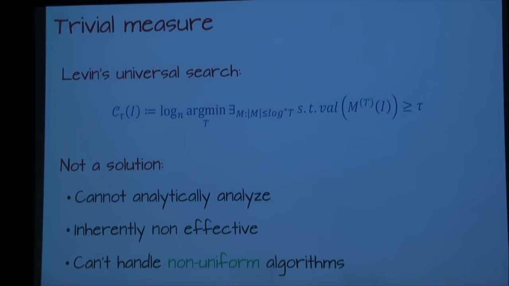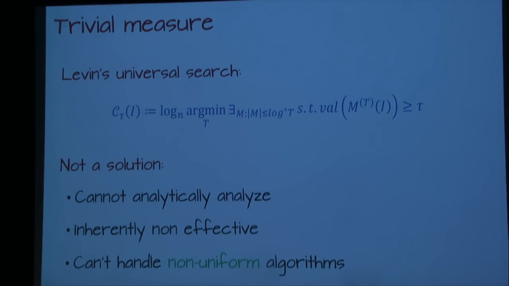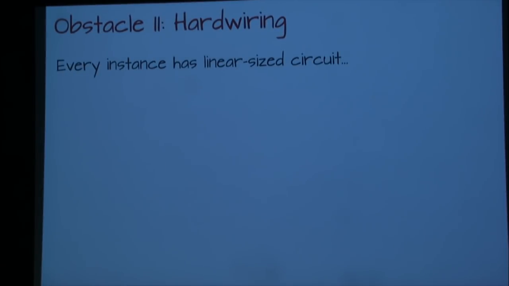It's inherently non-effective, and it cannot handle non-uniform algorithms. So in particular, I would like to even handle non-uniform algorithms. What's non-uniform? Circuits. So in the completeness condition, I'd like a single uniform algorithm, but in the soundness condition, I would like to also be against all circuits. But still there is this issue of hard coding. So now we have this hardwiring. Every instance has a linear size circuit, because for every NP problem, you have a circuit of size n that just spits out the assignment for it.